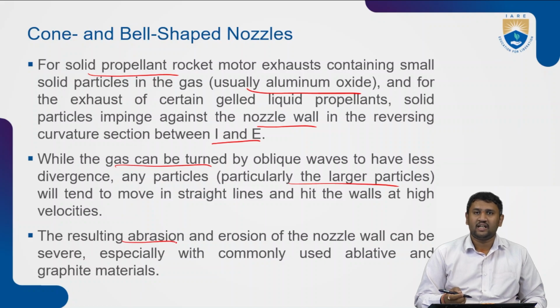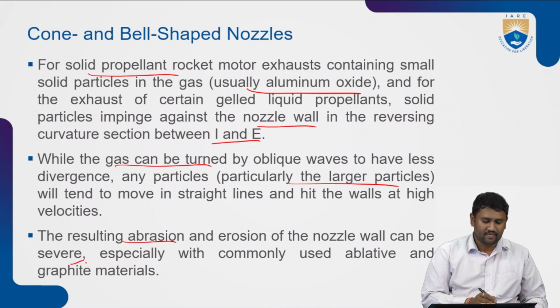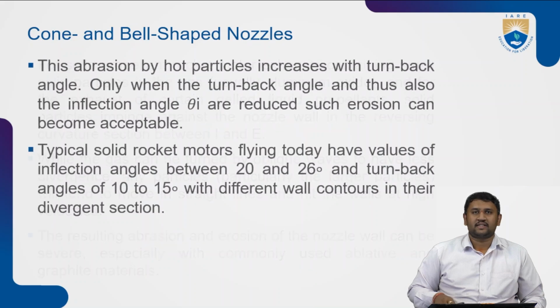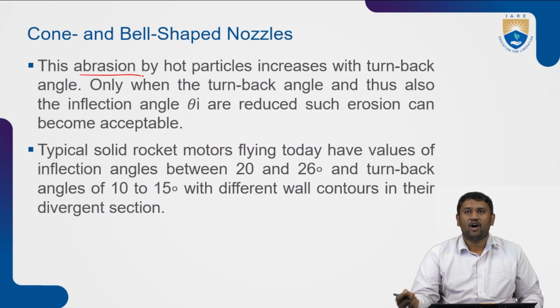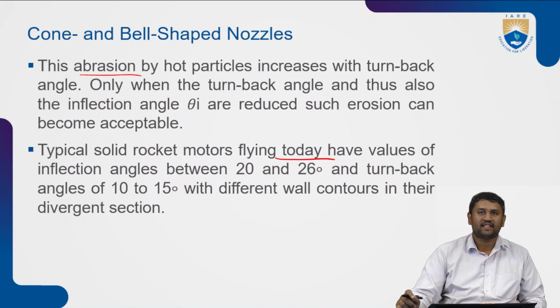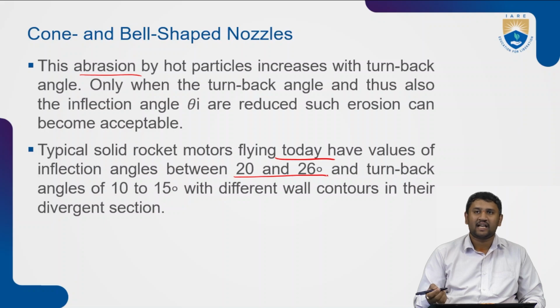The resulting abrasion and erosion of the nozzle wall can be severe, especially with commonly used ablative as well as graphite materials. This abrasion, particularly by hot particles, increases with turn back angle. Only when the turn back angle, and thus also the inflection angle, are reduced can such erosion become acceptable. Typically, solid motors flying today will have values of inflection angles between 20 to 26 degrees and a turn back angle of 10 to 15 degrees with different wall contours in their divergent section.